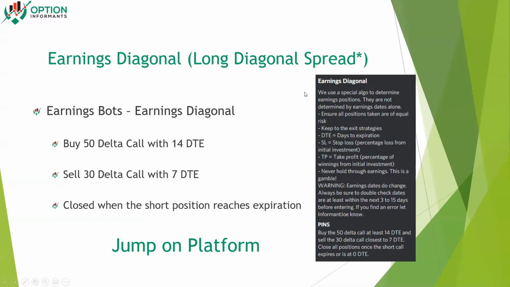And again, the way it looks in our Discord, right? You can see here, this is Pinterest. And here's your buy the 50 delta. That's 14 days out. And then you sell the 30 delta.